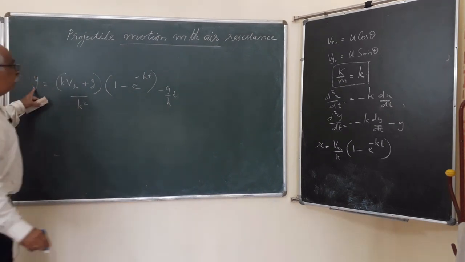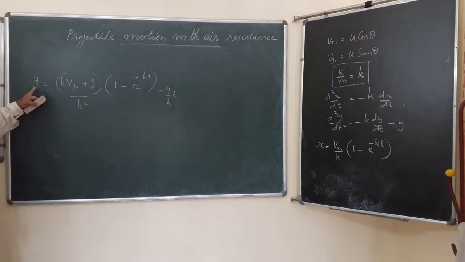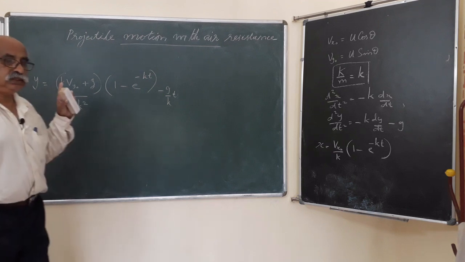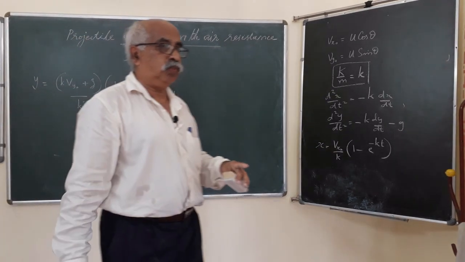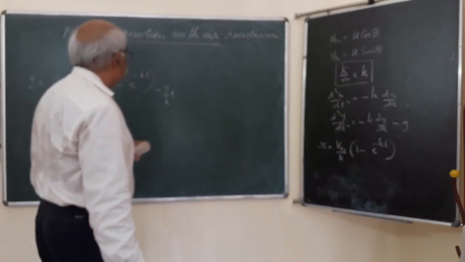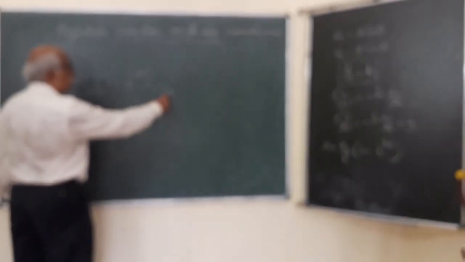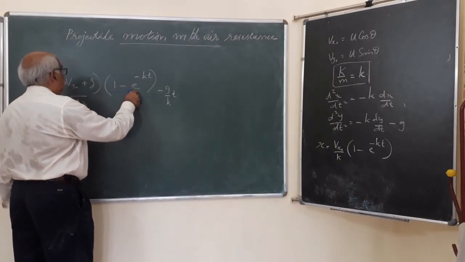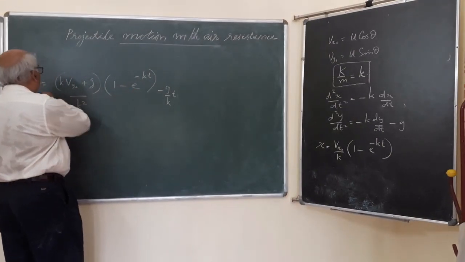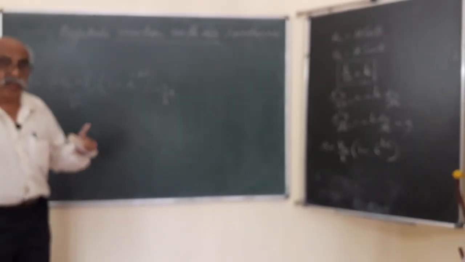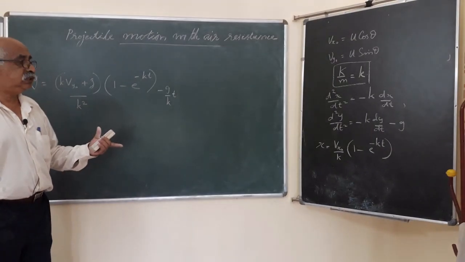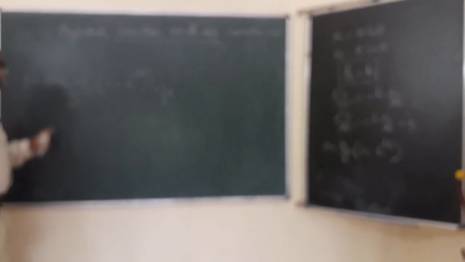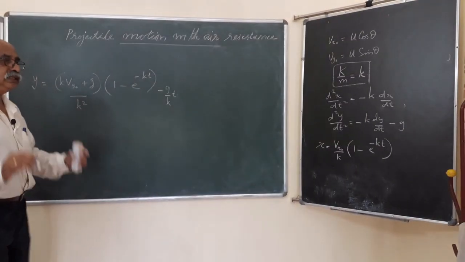This is the expression for the y displacement at time t. Now, when will this displacement become 0? It can become 0 at two times. When t is equal to 0, this term vanishes. This term will become 1, and 1 minus 1 is 0. Y will be 0. There is another time, say capital T, at which this y will also become 0. That is known as the time of flight.